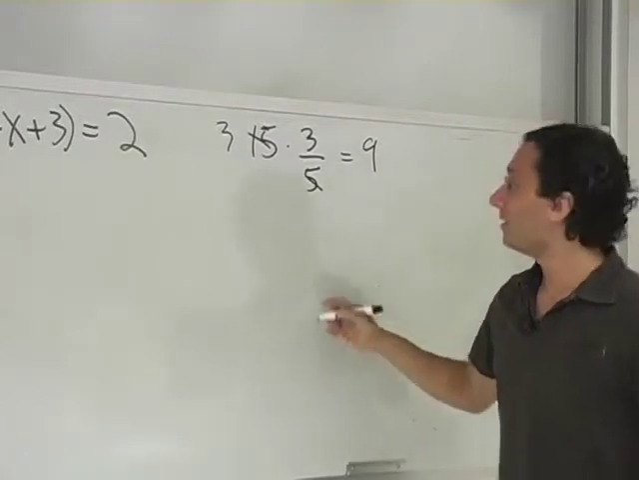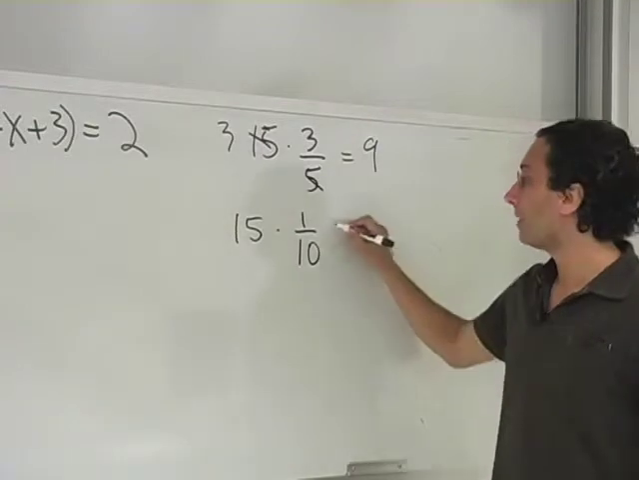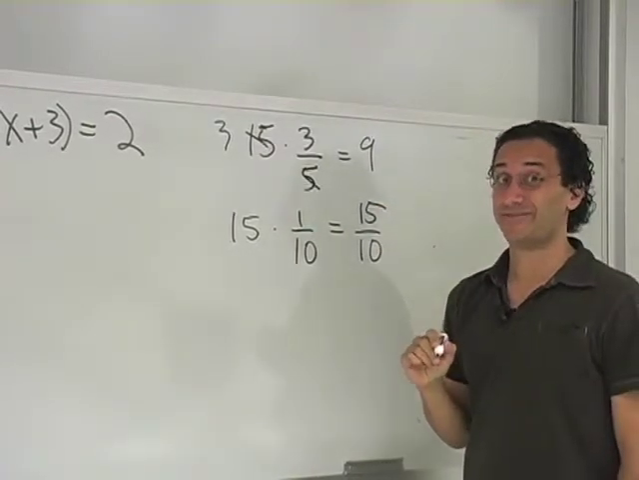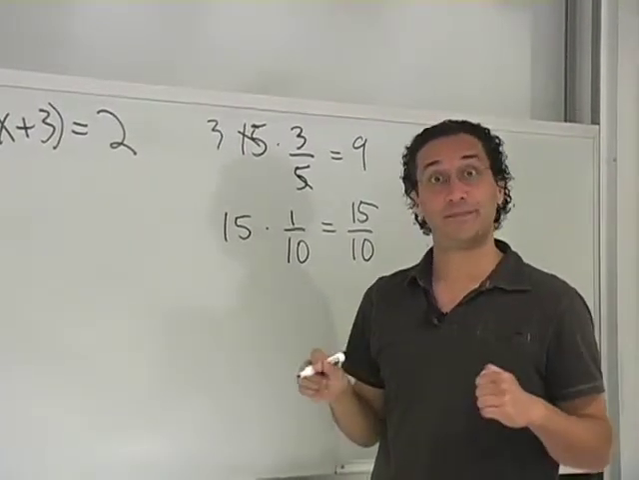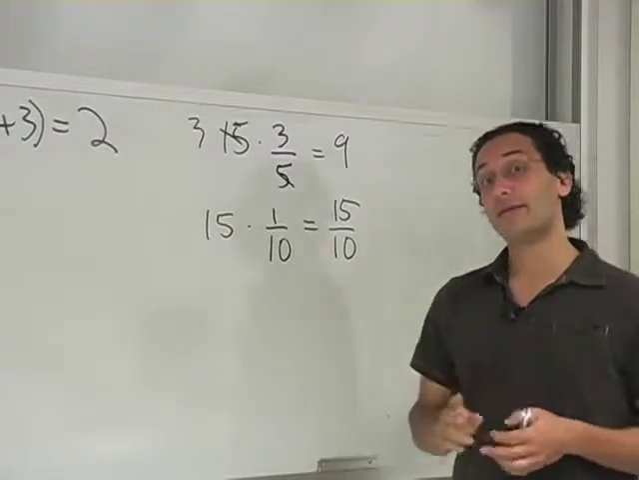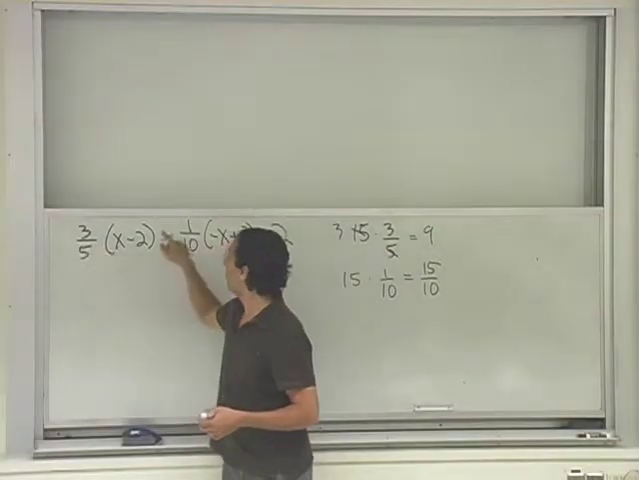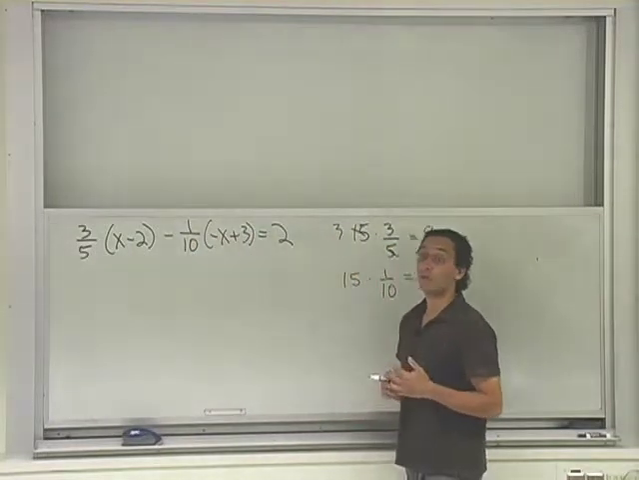That would be good. But 15 times 1 over 10 would be 15 over 10, which is still a fraction. Not so good. 15 times 2 is also not a fraction. Good. So in other words, the number that I'm thinking of is some number that will cancel out the 5 and cancel out the 10. And what number would do that for us?